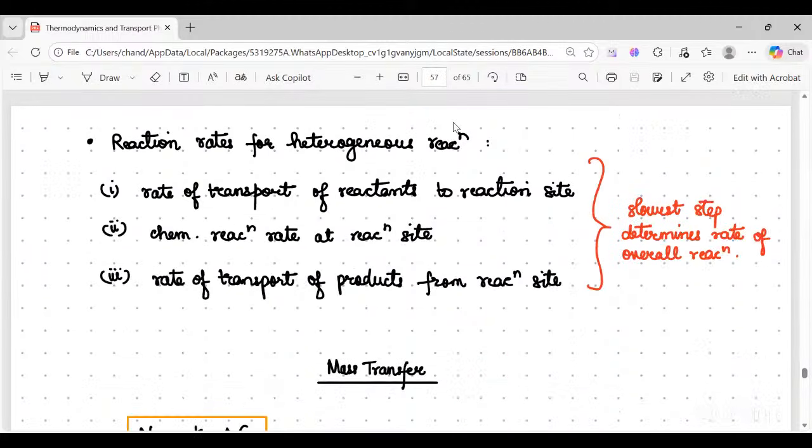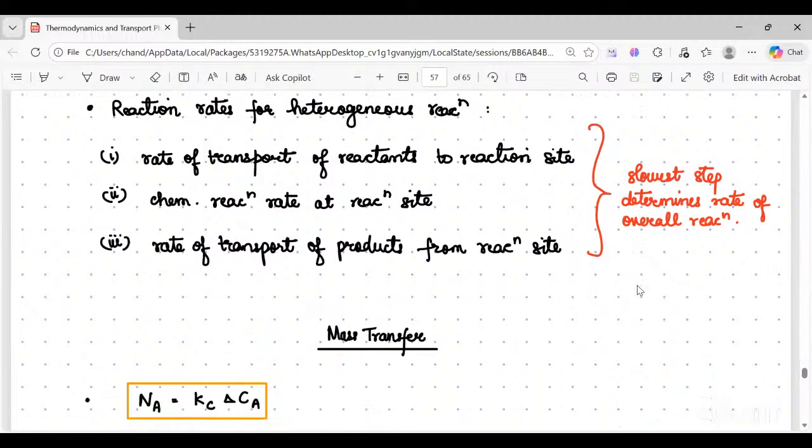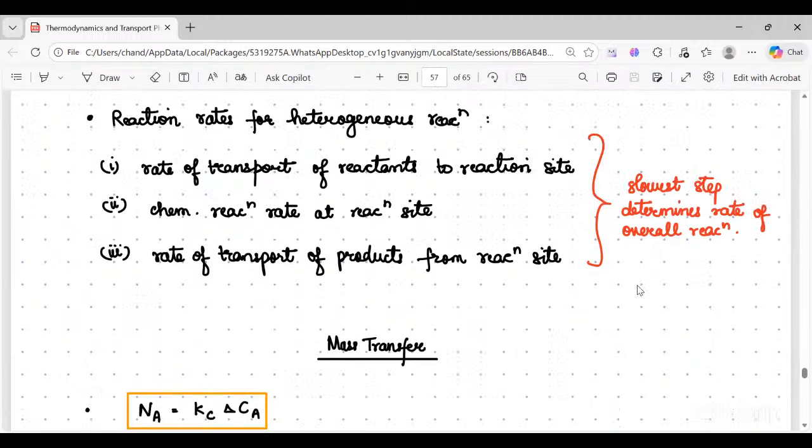Reaction rates for a heterogeneous reaction. Rate of transport of reactants to reaction sites. Chemical reaction at the reaction site. Rate of transport of products from the reaction sites. So this is the slowest step of all and determines the overall heterogeneous reaction. Actually, this is a 5-step process.